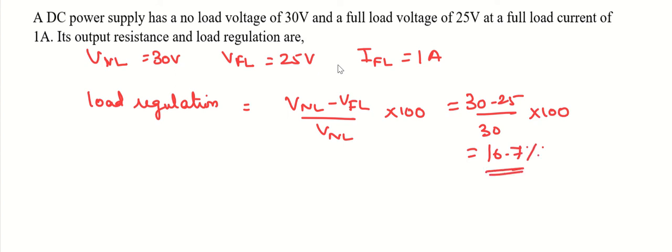How we can find the output resistance? It is given that current at the full load condition is 1 amp. So we have to take the voltage at the full load condition to find the output resistance. That is, voltage full load divided by current full load is the output resistance. We will get 25 divided by 1, 25 ohm.